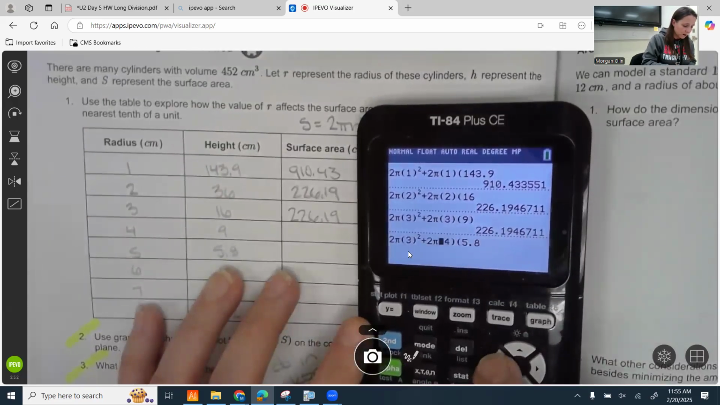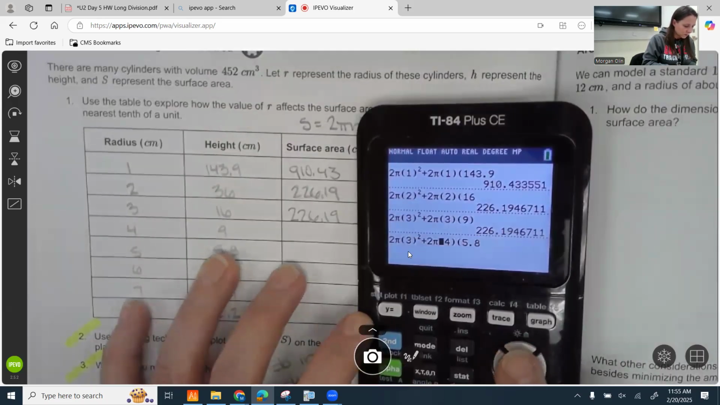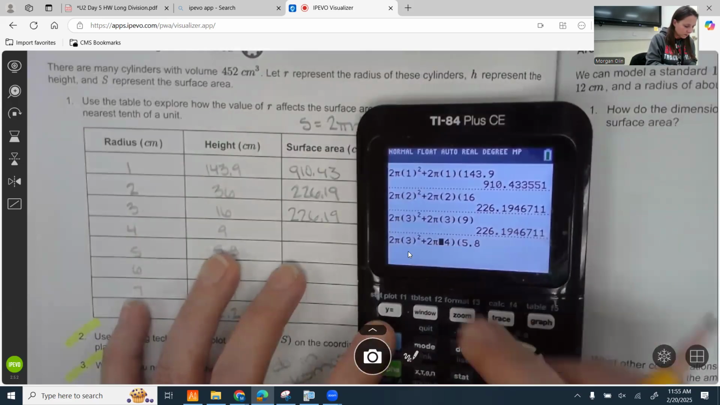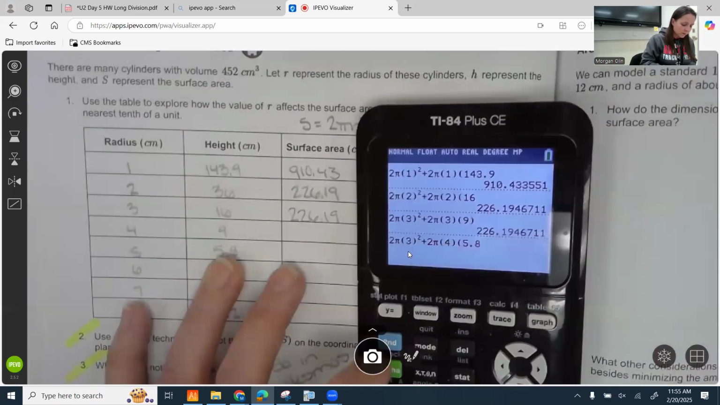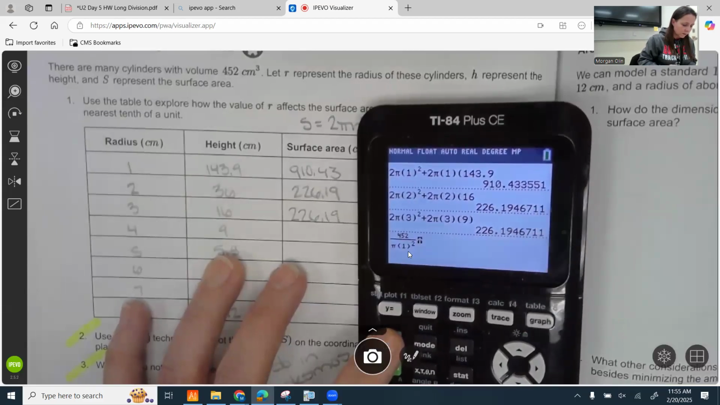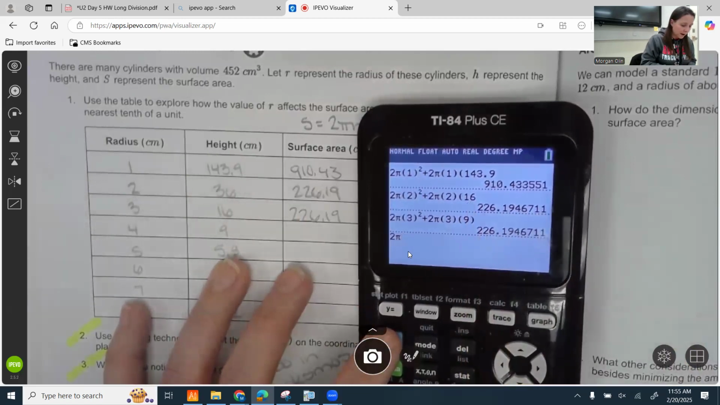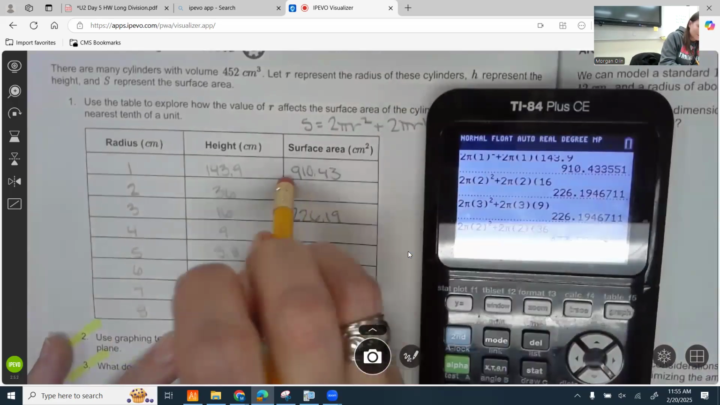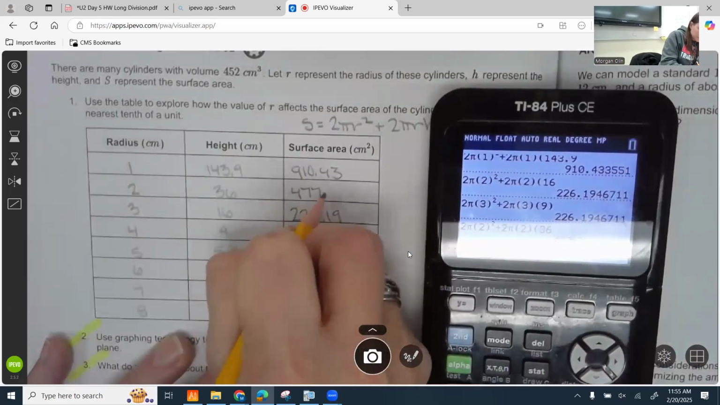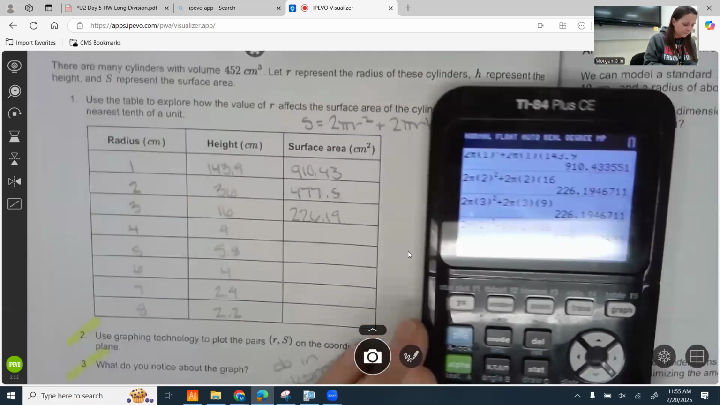Okay, I'm sorry, I did this wrong. Hold on one second. Oops. Okay, I think I got the wrong thing here, because I didn't put 36 right here. So 2 pi times 2 squared plus 2 pi times 2 times 36. So let me back it up. So it's not the same thing. All right, let me fix this.